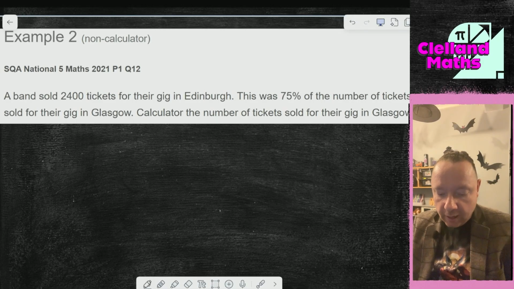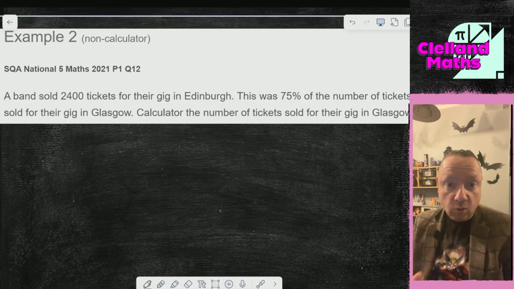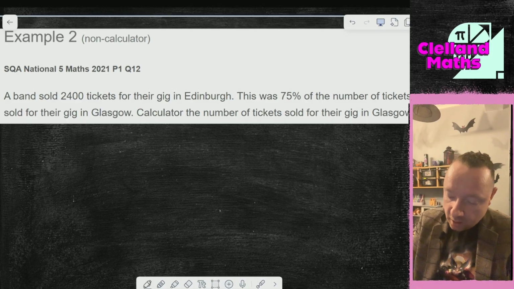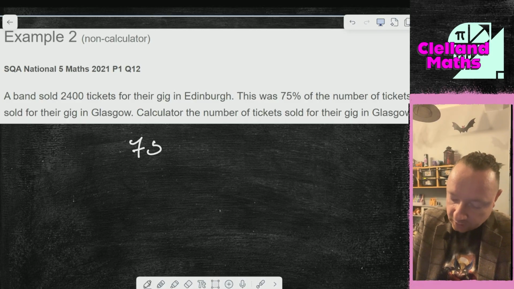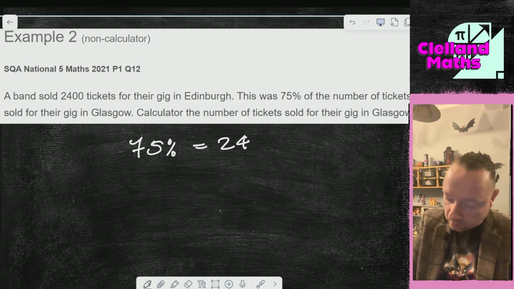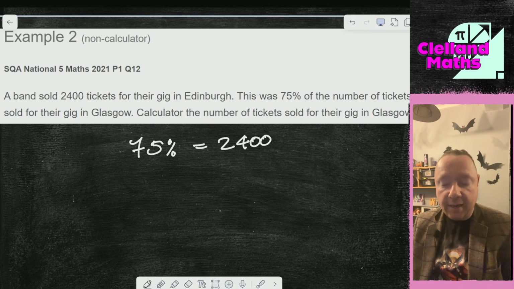Example 2. SQA National 5 Maths 2021 paper 1 question 12. A band sold 2,400 tickets for their gig in Edinburgh. This was 75% of the number of tickets sold for their gig in Glasgow. Calculate the number of tickets sold for their gig in Glasgow. So this is non-calculator. There's no time involved, so it's a reverse percentage. So we're doing 75% really. What's that worth? That's worth 2,400. And I need to get back to 100%.